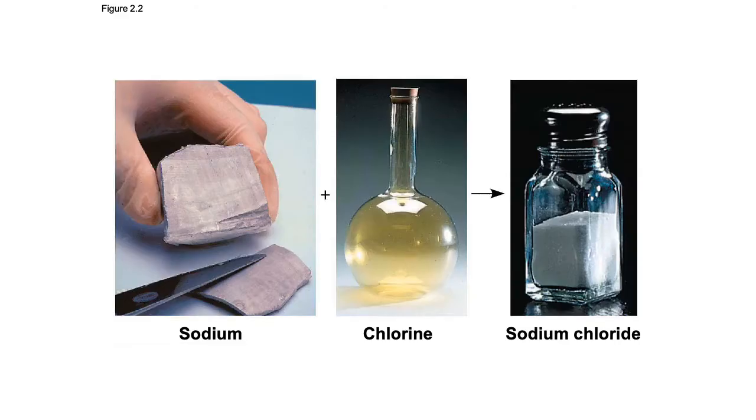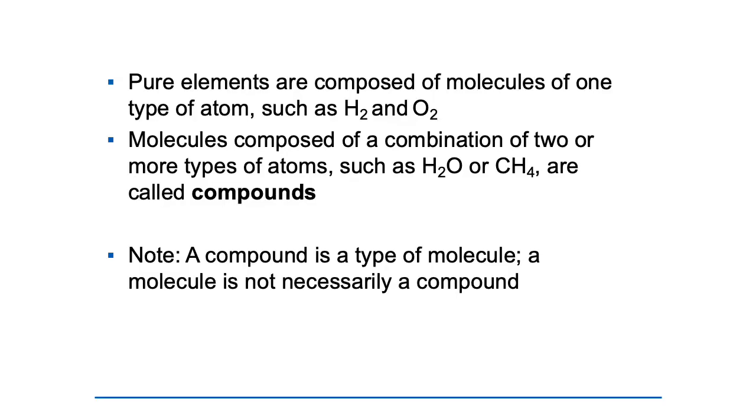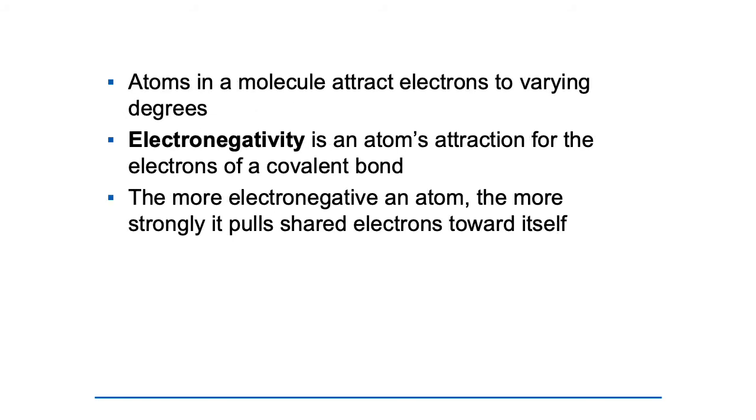This is an example of a compound. Sodium, the silvery metal on the left, combined with chlorine makes the compound sodium chloride, or table salt, NaCl. We went over that. Okay, so now that we know what compounds are, we're going to talk about electronegativity.